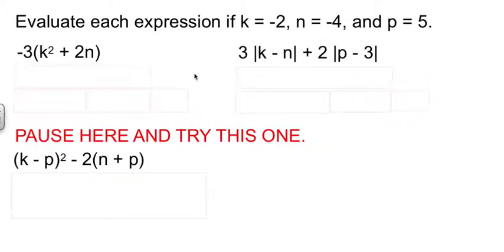So they're going to throw a few of these at us. They're going to ask us to evaluate expressions given certain values for variables. So we have negative 3 times (k squared plus 2n). First thing we need to do is plug in the values for those variables. So where k is, I put negative 2. Where n is, I put negative 4.